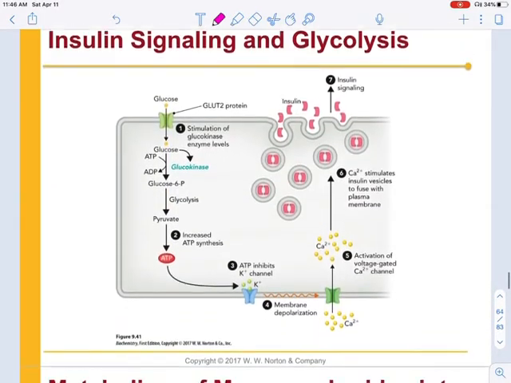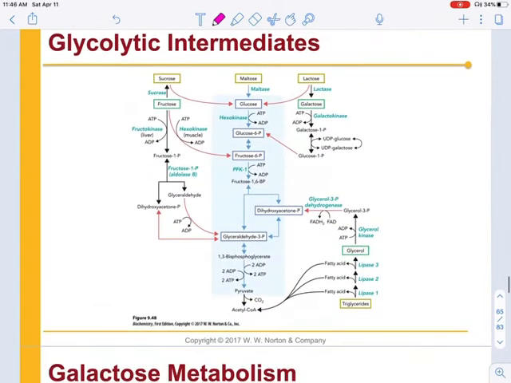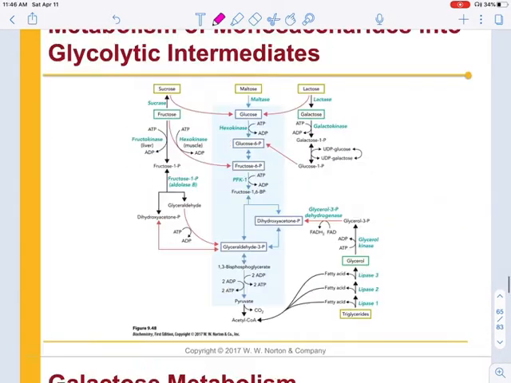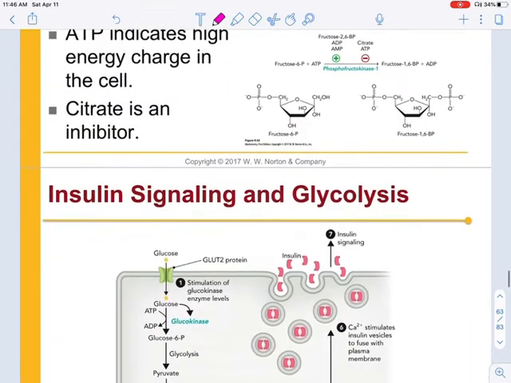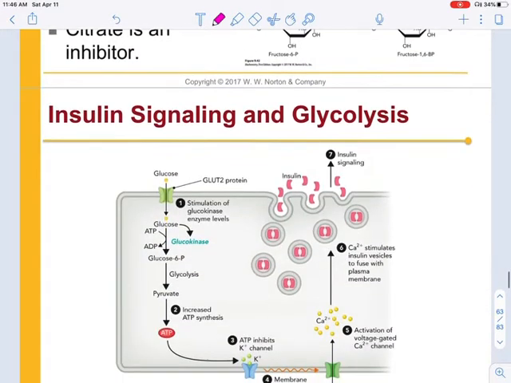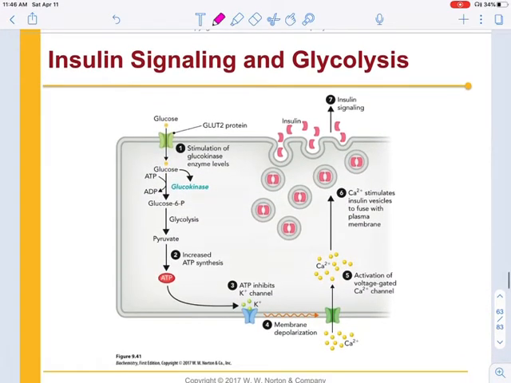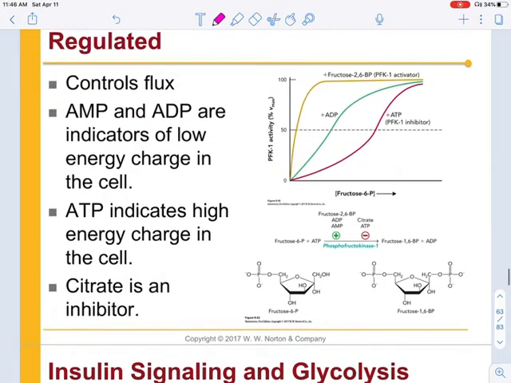And I will say we'll talk a little bit about this later on. It's a little bit complex, but the factors that regulate this pathway, particularly at the level of phosphofructose kinase, it will be inhibited by high concentrations of ATP, and it'll be activated by high concentrations of ADP.